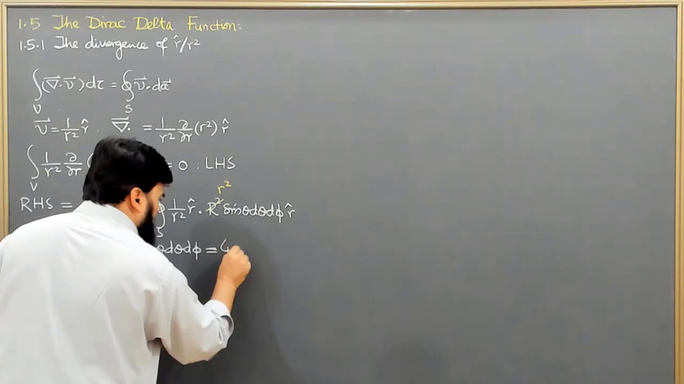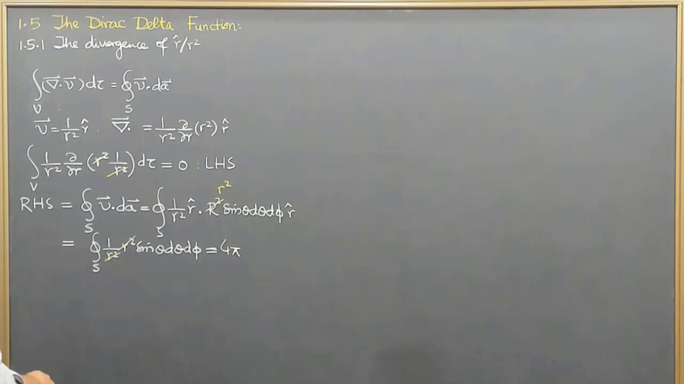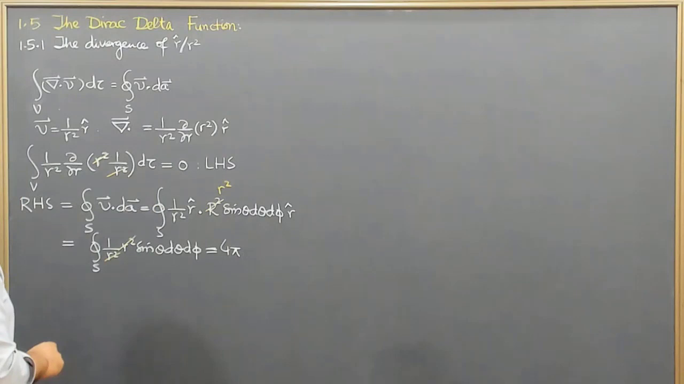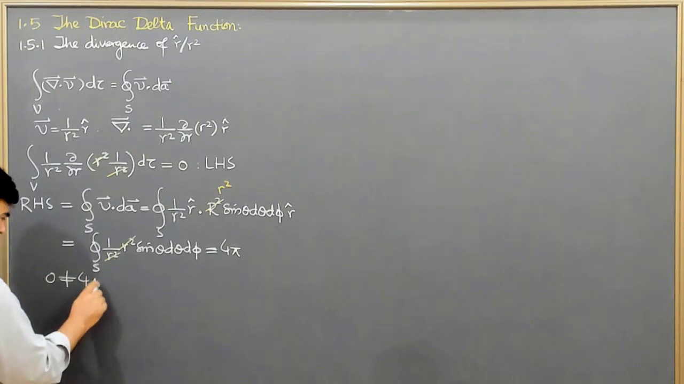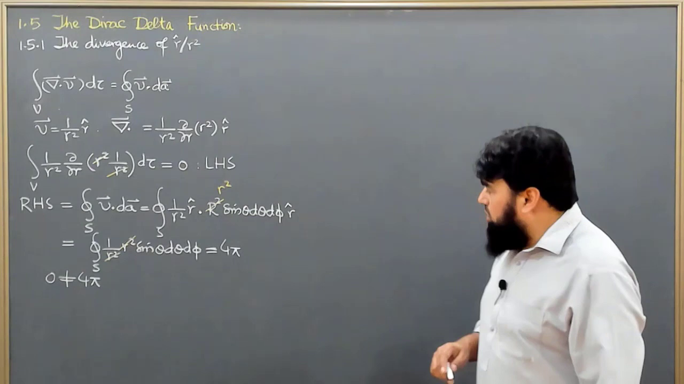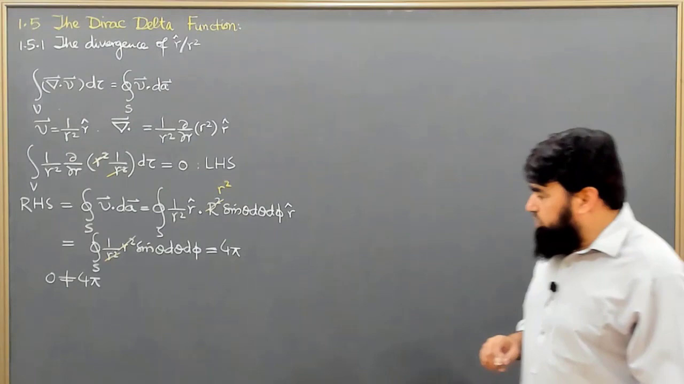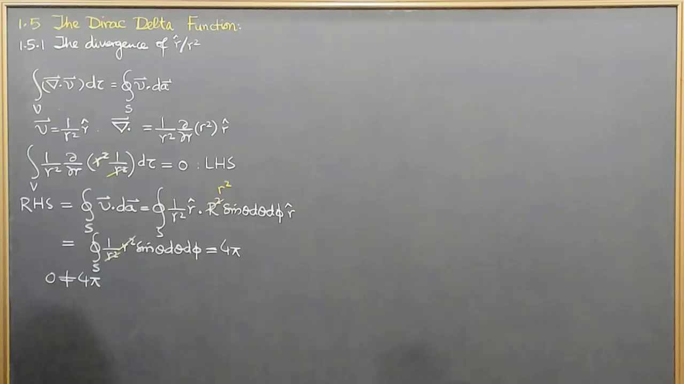So the right hand side gives us 4 pi for this side of the theorem, while the other side gave us 0. So we know that 0 is not equal to 4 pi. It means that either the divergence theorem is wrong or there is something wrong with our function. And the divergence theorem is not wrong, because the function we are dealing with has some problem.